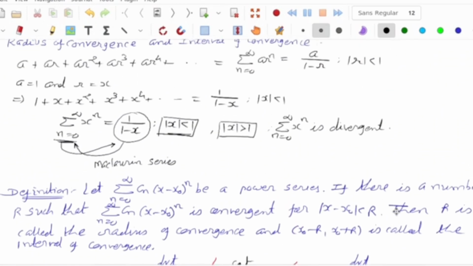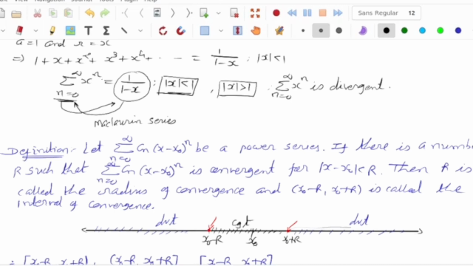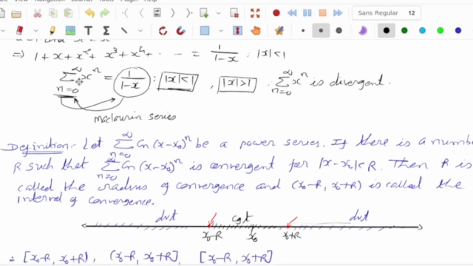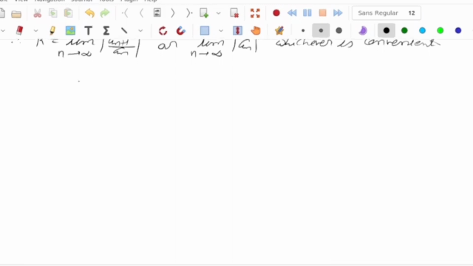Again I repeat, from geometric series we come to this point, summation n equal to 0 to infinity x raised to n equal to 1 upon 1 minus x when the absolute value of x is less than 1, and when the absolute value of x is greater than 1, then summation x raised to n is a divergent series. We have already seen that 1 upon 1 minus x has the Maclaurin series summation n equal to 0 to infinity x raised to n. Now suppose we are given a series, then the question arises, can we find all possible values of x for which the series is convergent? That is the radius of convergence and interval of convergence. And here we defined how we find the radius and interval.